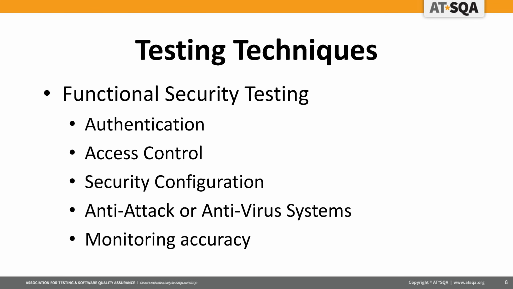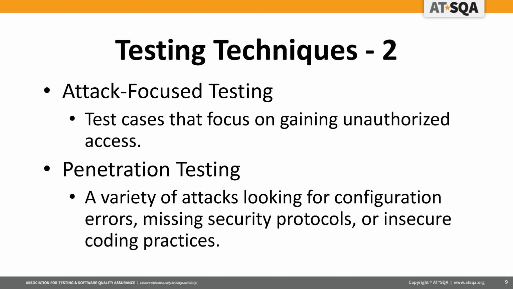What are the different types of testing techniques? There are several different types of testing techniques used in cloud system security testing. Functional security testing is executed against authentication, access control, permissions, security configuration settings, anti-attack and antivirus systems, and monitoring and alert accuracy.